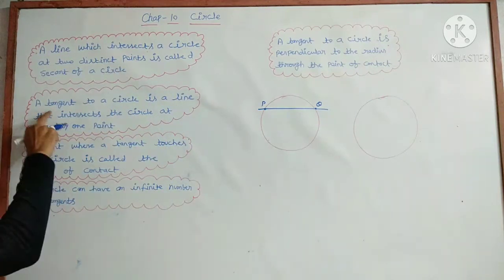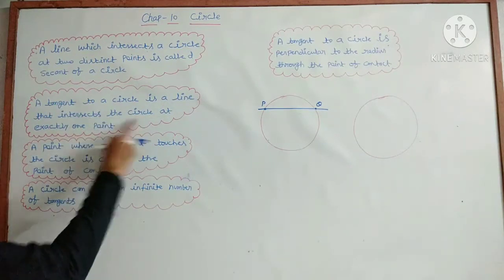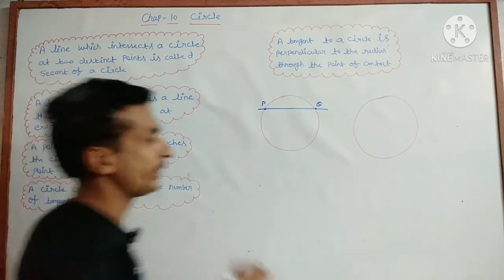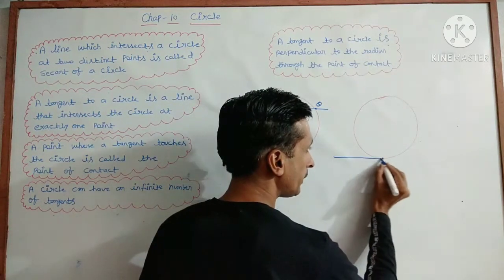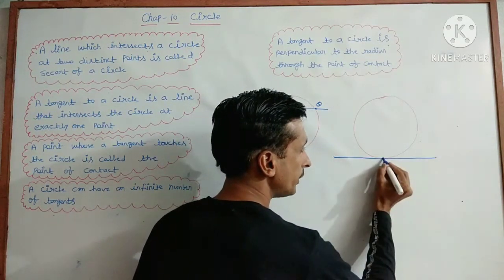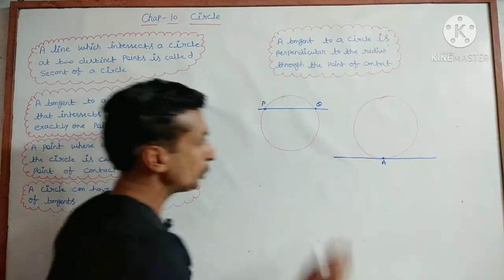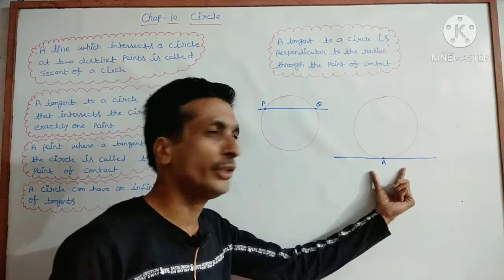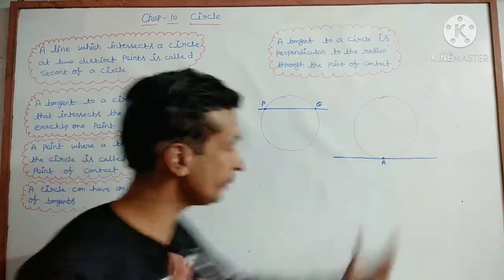Second point, a tangent to a circle is a line that intersects the circle at exactly one point. Only a single point. Suppose you draw this line, and this intersecting point is A. So that line is called the tangent. In this chapter we will discuss the tangent, okay?